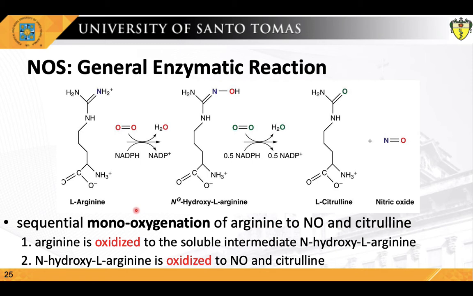Let us now look more closely into the enzymatic reaction catalyzed by nitric oxide synthase, which involves the sequential monooxygenation of arginine. In the first step, arginine is oxidized to the soluble intermediate N-hydroxy-L-arginine. One oxygen atom of the molecular oxygen is incorporated into the amino acid, and the other oxygen is reduced to water. In the second step, however, N-hydroxy-L-arginine is oxidized to nitric oxide and citrulline with the reduction of an atom of oxygen to water.